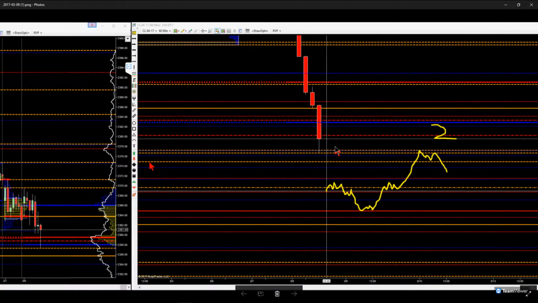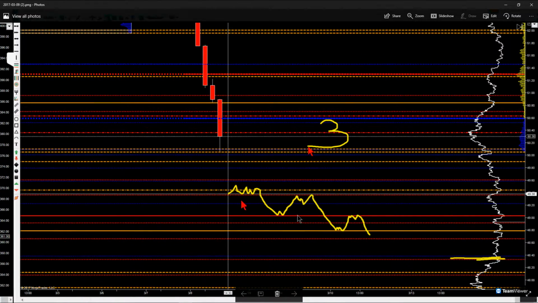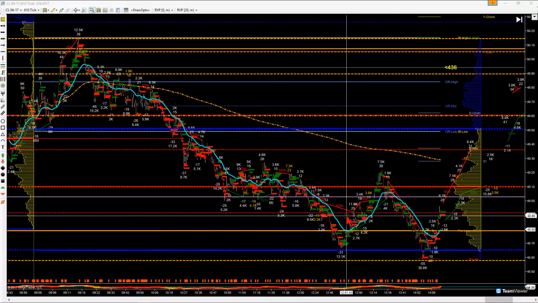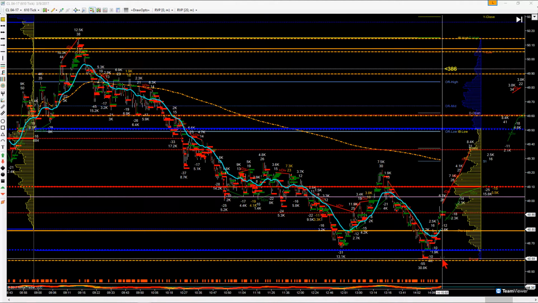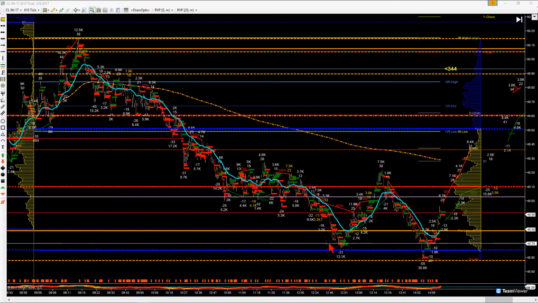And then I think Hypo 3, we did one for the other direction. Okay, and that ultimately we said if we break low volume node, we're going to look to test overnight low of 48.80. Let's see where low was yesterday. Looks like we got all the way down to 48.60, where overnight low was here.